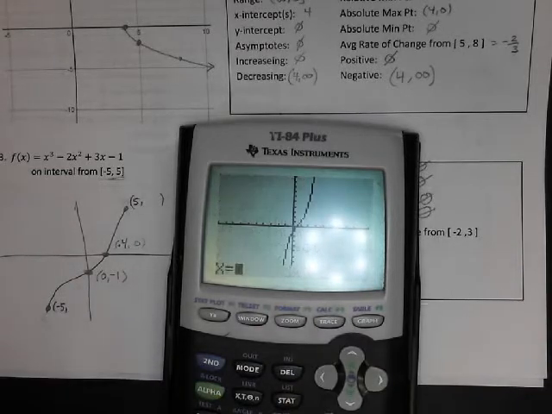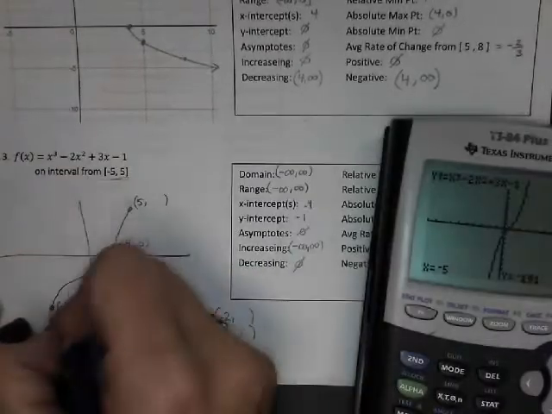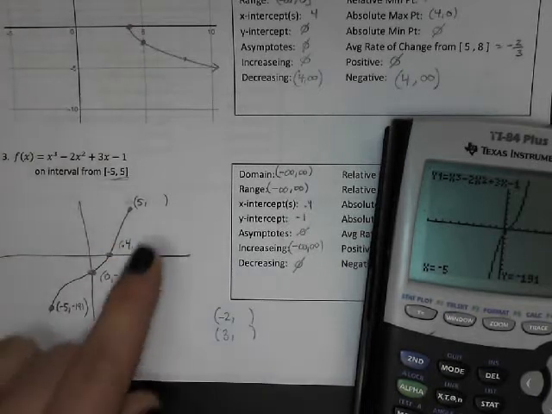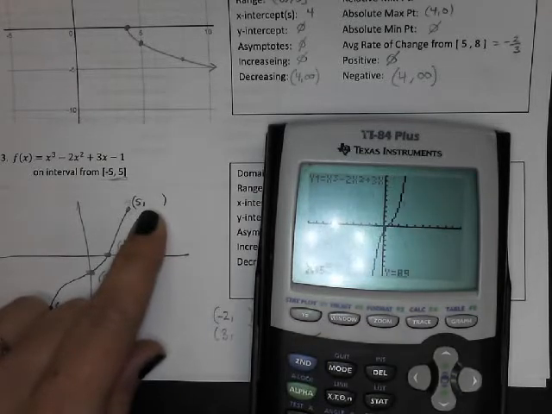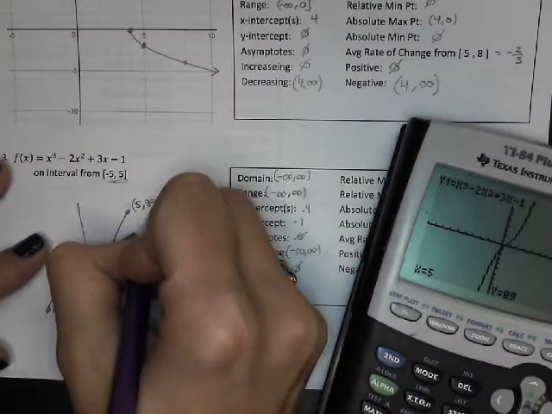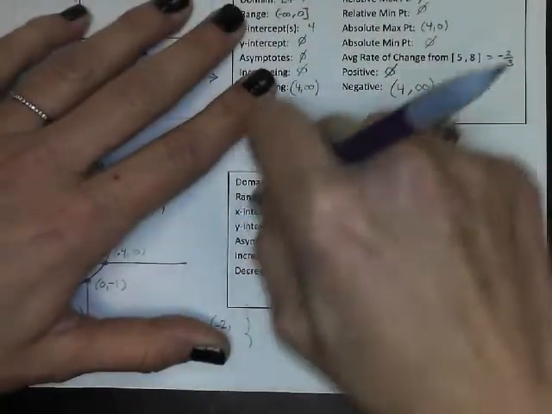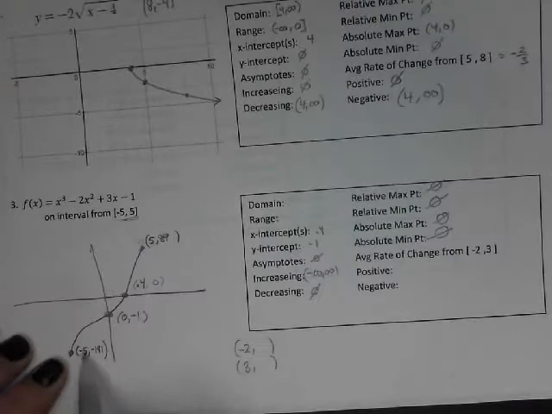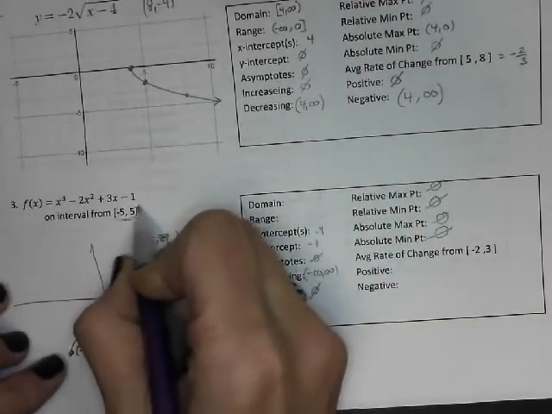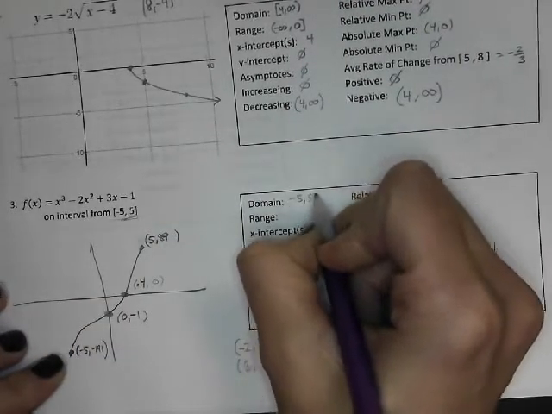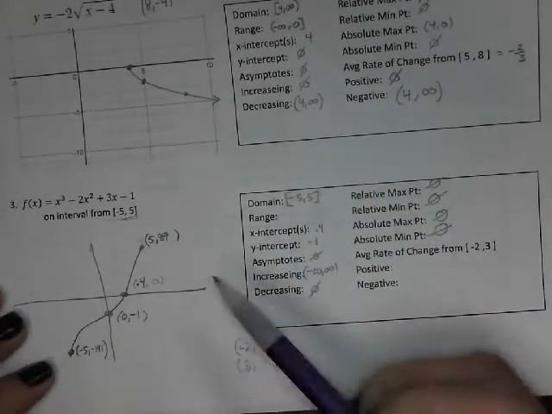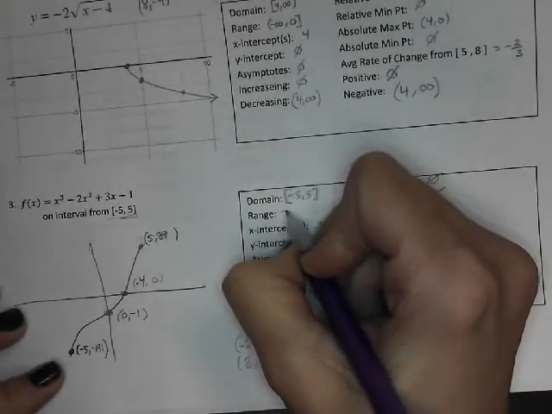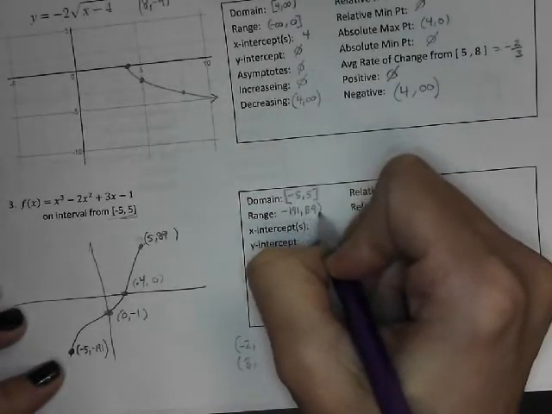Second trace value, negative 5, gives me negative 191. Yikes. And then positive 5, option 1 value, positive 5 will give me 89. All right, change of plans. The domain is from -5 to 5, and we are bracketed, so we're including those. That's why I kept them closed circles and not open. Range, -191 to 89.